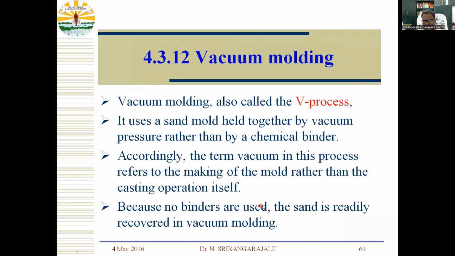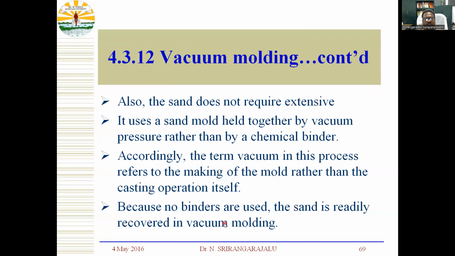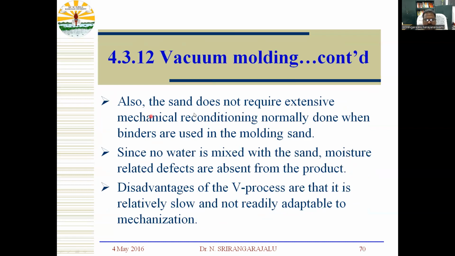Because no binders are used, the sand is readily recovered in vacuum molding. Also, the sand does not require the extensive mechanical reconditioning normally done when binders are used in the molding sand. Since no water is mixed with the sand, moisture-related defects are absent from the product. Disadvantages of the V process are that it is relatively slow and not readily adaptable to mechanization.